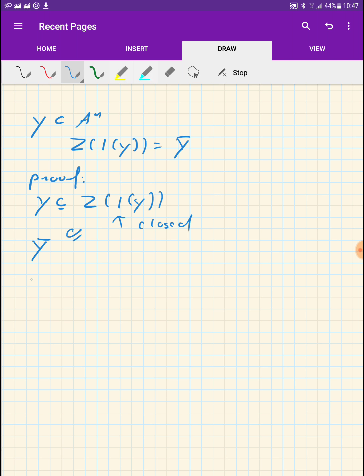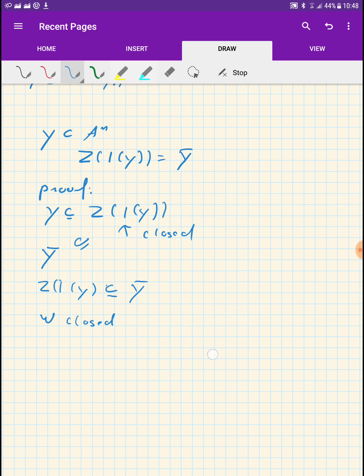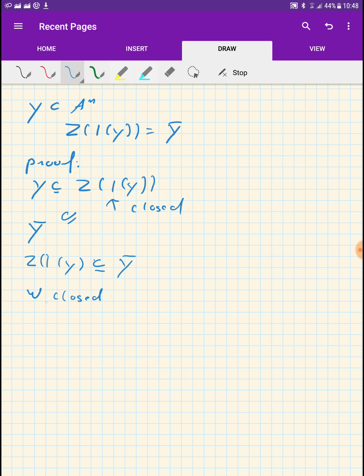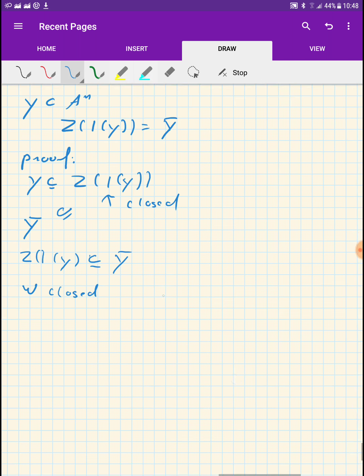So we need to prove that Z of I of Y is a subset of the closure. To do this, we assume that we have a closed set W. A closed set W. And the closed sets in the Zariski topology are, of course, by definition, zero sets of ideals. So we can write this closed set W as the zero set of an ideal A.